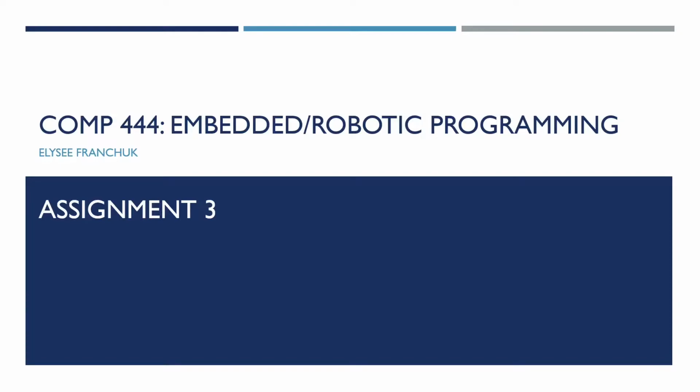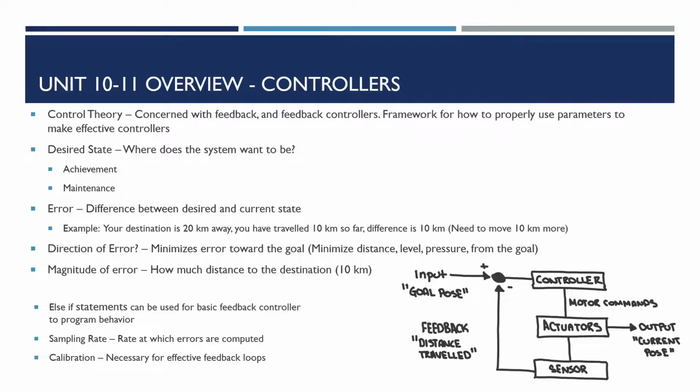This is my third assignment submission for Comp 444 on embedded and robotic programming. For this assignment, I will be reviewing chapters 10 to 11, and we'll start with controllers. Control theory is concerned with feedback from the controllers. Basically, it's a framework for how to use parameters to make effective controllers.